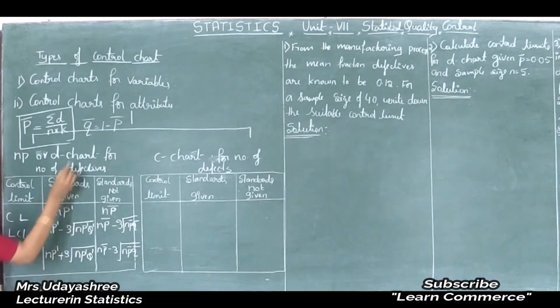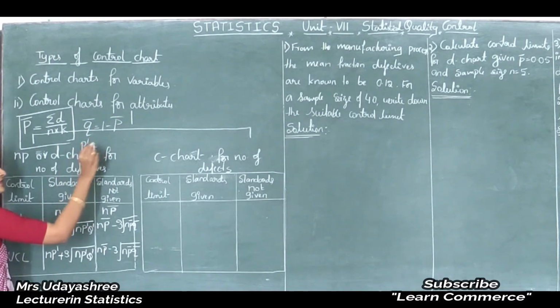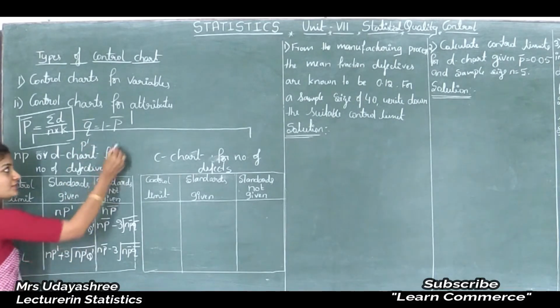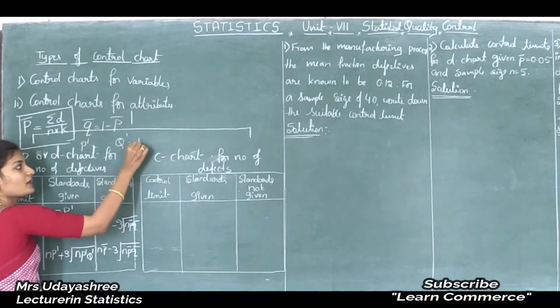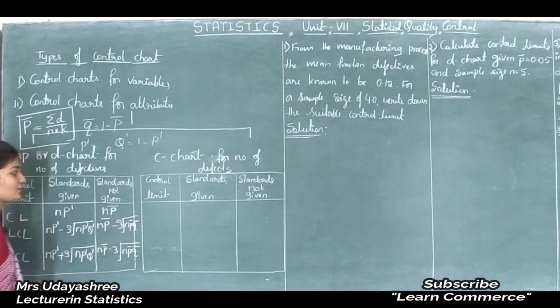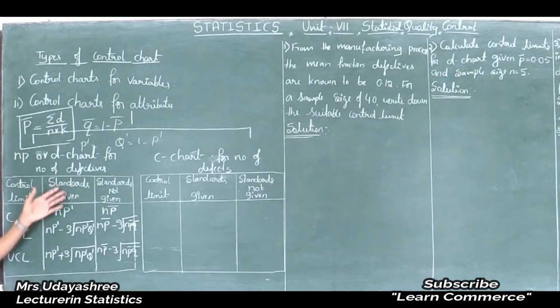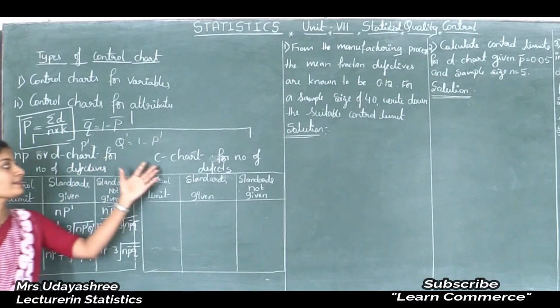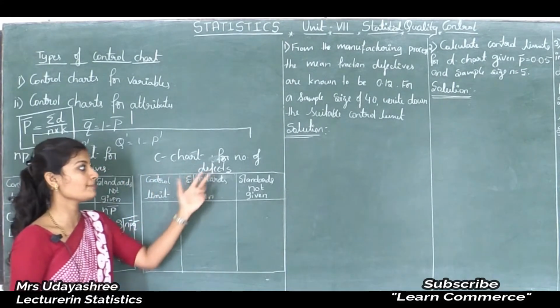Like that, if p dash is given, how to calculate q dash? That is 1 minus p dash. Okay, this is all about standards given and standards not given control limits for NP or D charts for number of defectives. Next let's see C charts for number of defects.